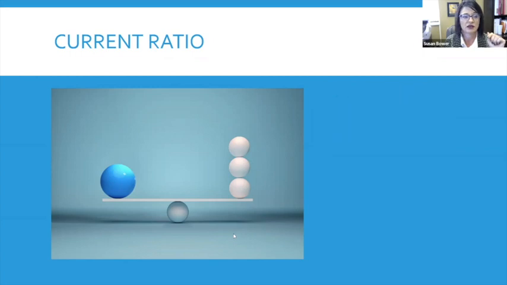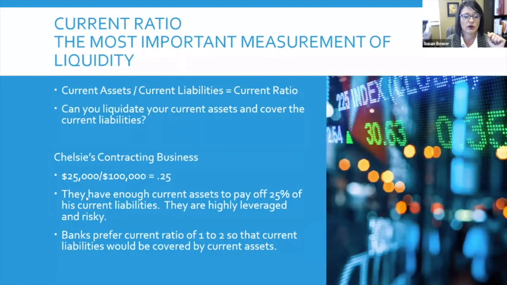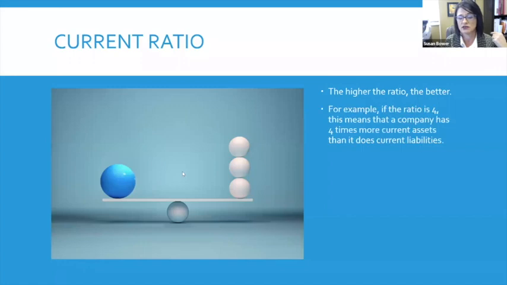Let's go back and take a look at that contracting business really quickly. So a current ratio of 0.25, using the example I just gave of 4 times the assets than the liabilities, how would we put Chelsea's contracting business of 0.25 current ratio? How would we put that into words using that example? Jump in or write it out, please.